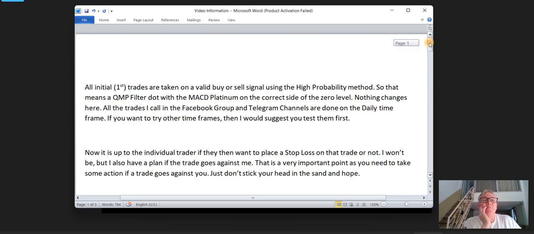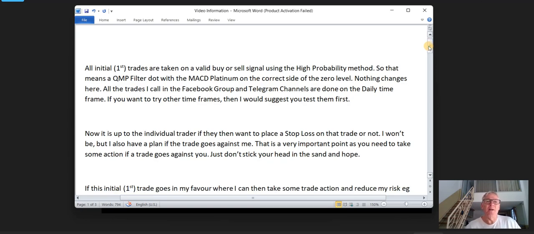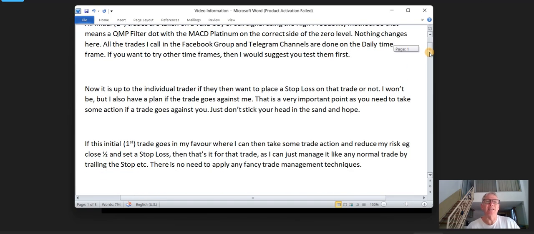Now, exactly the same, all initial first trades are taken on a valid buy or sell signal using the high probability trading method. So nothing changes. That means the QMP filter dot with a MACD platinum on the correct side of the zero level. It's exactly the same. It's what I call every day for the last few years. That's always your first trade. It's got to be a valid setup.